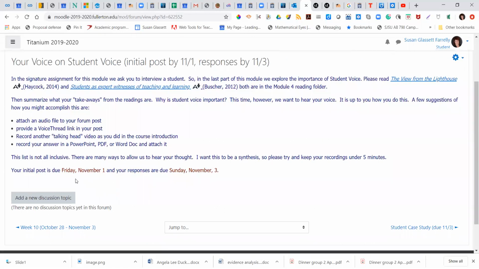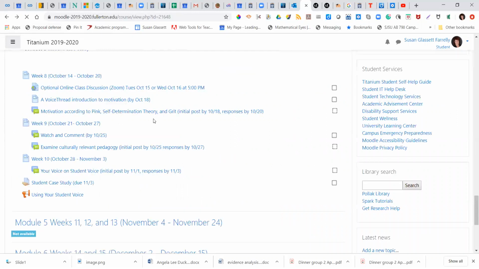And in that last week, the initial post is due on Friday, November 1, and then by Sunday, I want you to have responded to a couple of your classmates, and the responses can be written, they don't have to be voiced. Also that Sunday, the signature assignment is due.